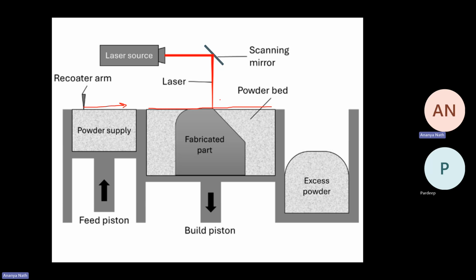Powder bed fusion can be used for polymer and metal both. It can have two processes under this. So you can have laser powder bed fusion, electron beam powder bed fusion.